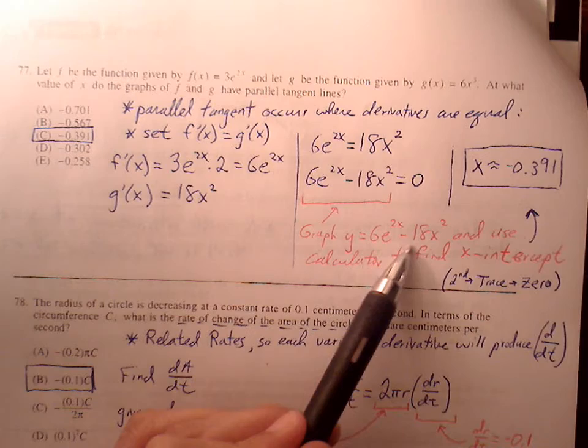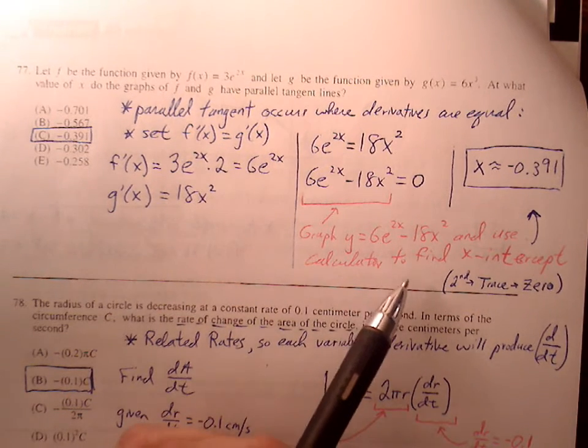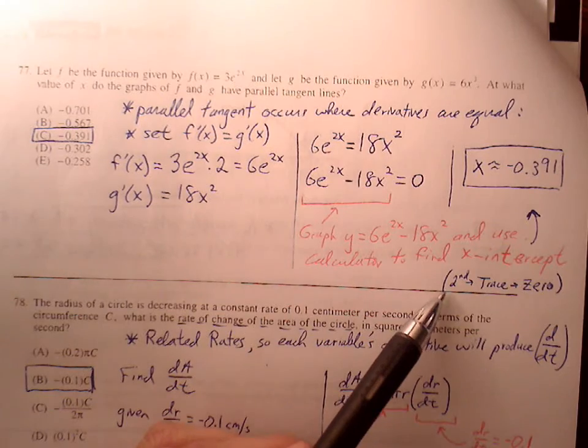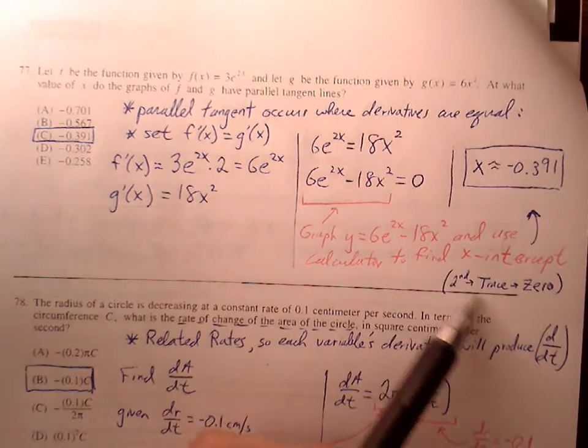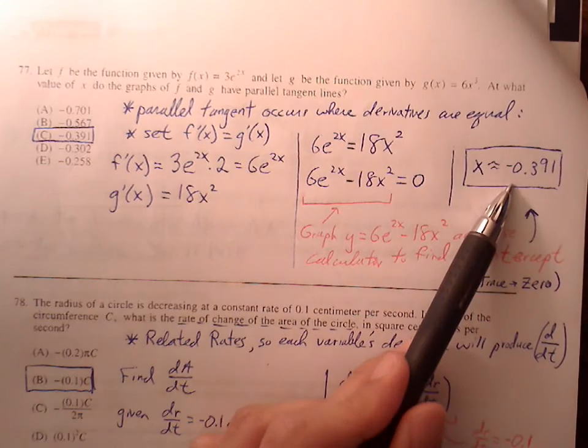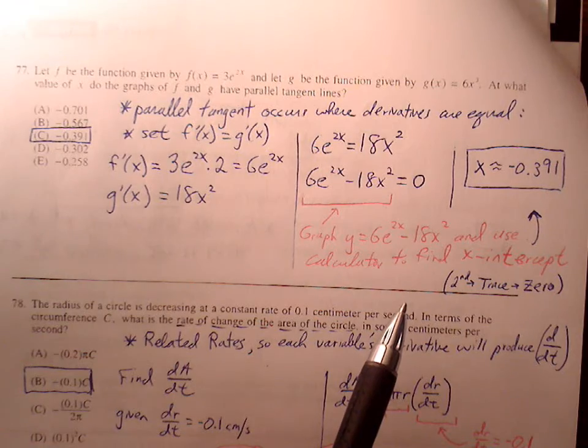So I'm going to graph 6e^(2x) minus 18x squared, and I'll use the calculator to find the x-intercept. Once you graph it, you can use second trace, zero, to help you locate that approximation, and our answer is going to be negative 0.391.